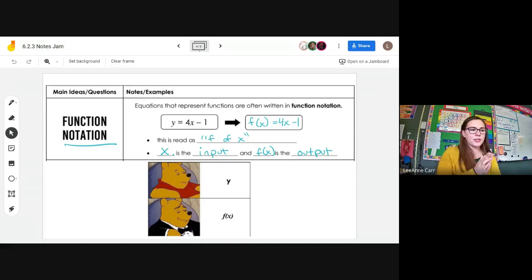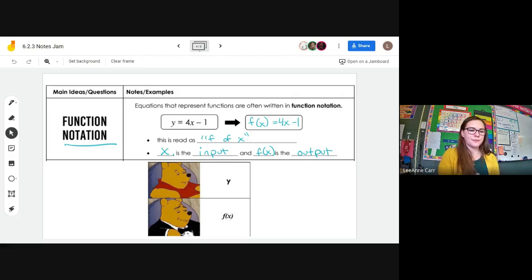All right, let's get a scale of 1 to 5. 1 being, I don't get notation, explain it one more time. 5 being, yeah, I think I get the notation part. Tell me in the chat where you're at, 1 to 5. I would love to hear from everyone. 1 to 5, where are you at?